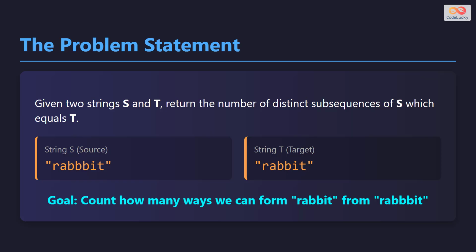Here is our goal. We are given two strings, s and t. We need to find the number of distinct subsequences of s that equal t. In simpler terms, how many different ways can we form the target string t by choosing characters from the source string s? Let's look at an example where we want to make the word rabbit from the word rabbbit with 3 b's.